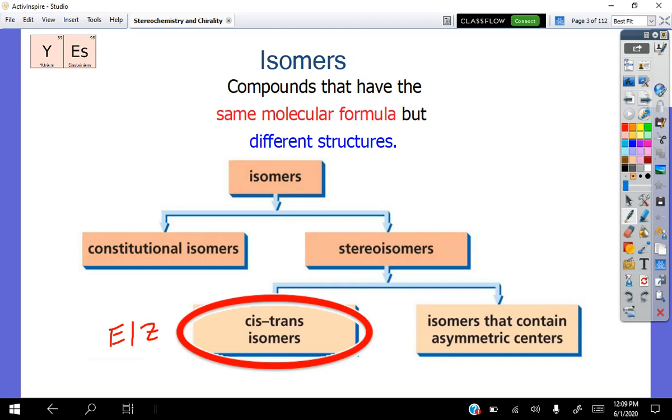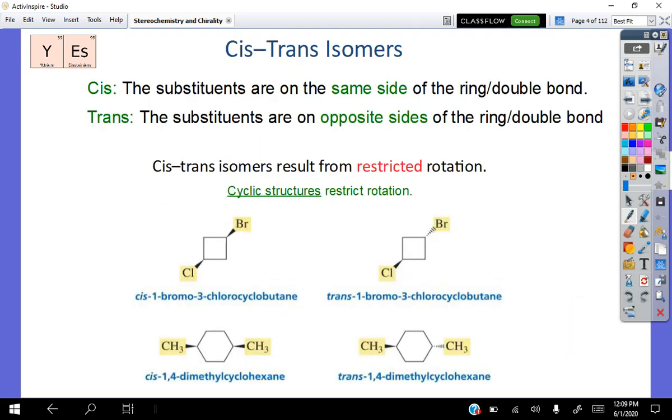And in a future lesson, we'll look at chirality, and that will help us explain isomers that contain asymmetric centers. Again, because this can affect physical properties, this will have really important applications for things like medicine and different conformations of drugs and things like that.